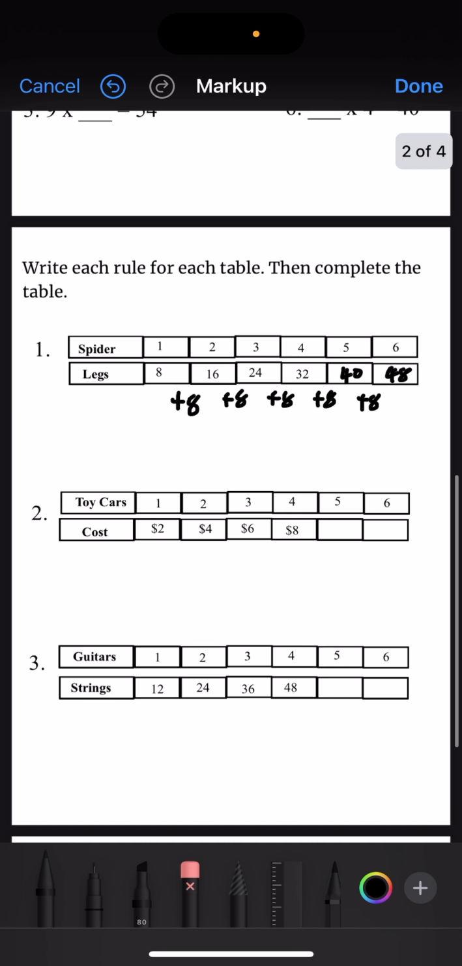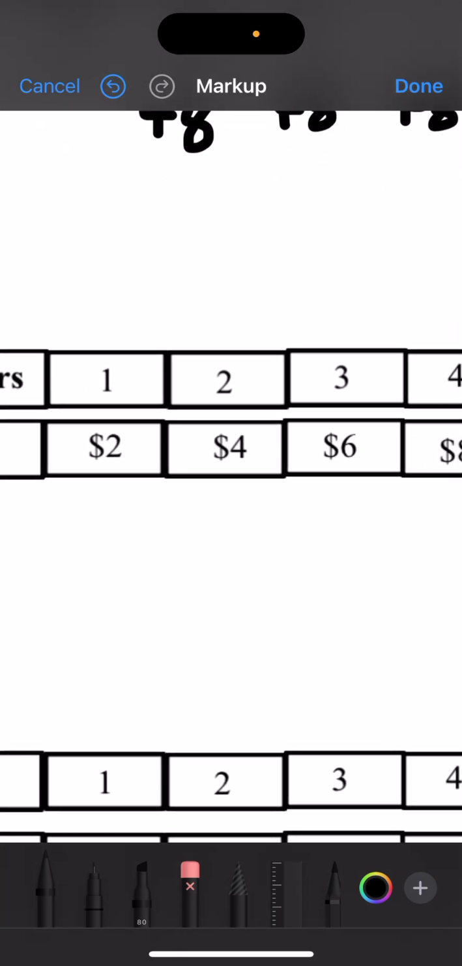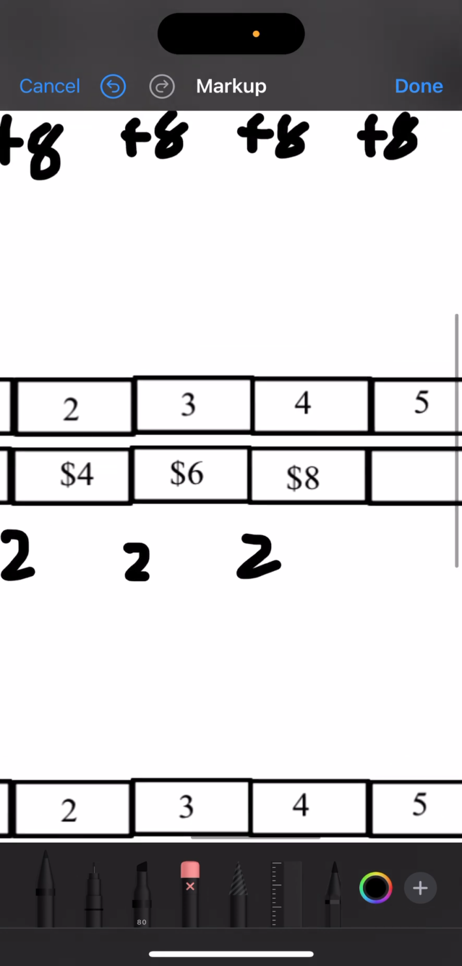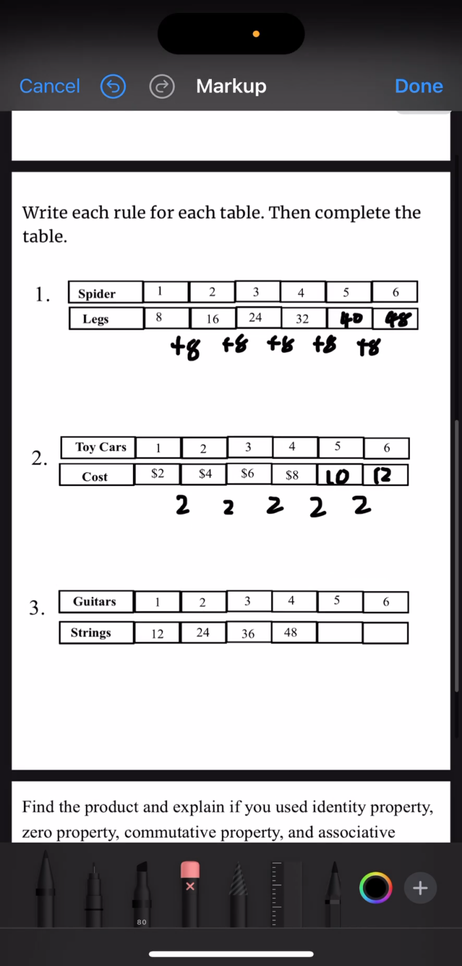Number 2, the number of toy cars, which is on the top, goes up by 1 again. In the bottom, right here, it goes from 2 to 4, which is 2. 4 to 6, which is also 2. Also 2. This is going to be 2. So you add 2 to 8 and then 2 to 10, and we get 10 and 12.